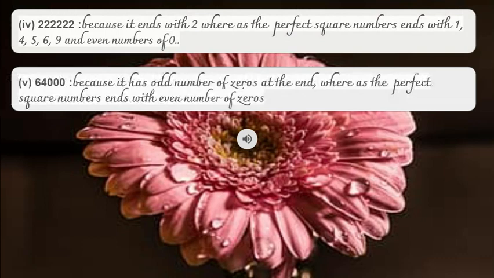Here it is written that the perfect square numbers are ending with 1, 4, 5, 6, 9 and even numbers of 0, isn't it? But in this question, it is ending with an odd number of zeros. 3 zeros are there, isn't it? So how to write the answer? Because it has an odd number of zeros at the end, whereas the perfect square numbers end with an even number of zeros.